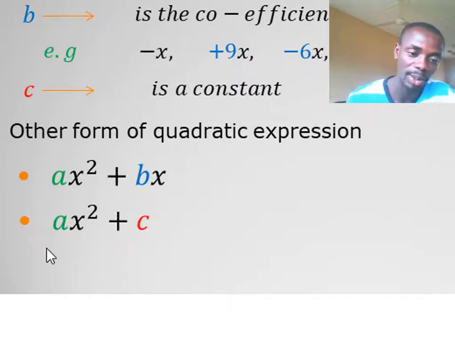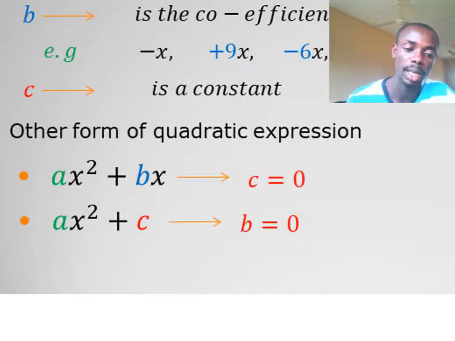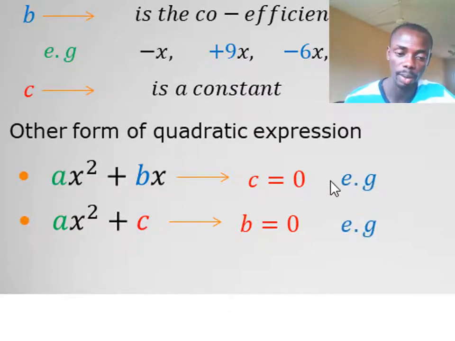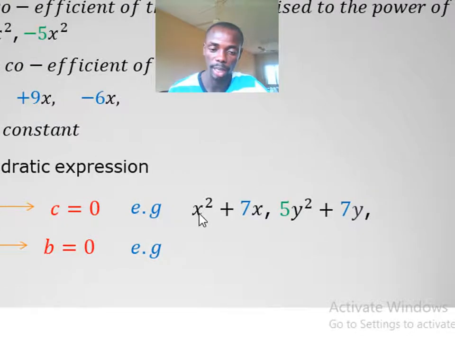So like this second one, our C is absent, so our C is equal to 0. And here our B is absent, or our B is equal to 0. So here C is not expressed and here B is not expressed. So let's see examples where we can have C to be 0. You can have C to be 0 in x squared plus 7x.